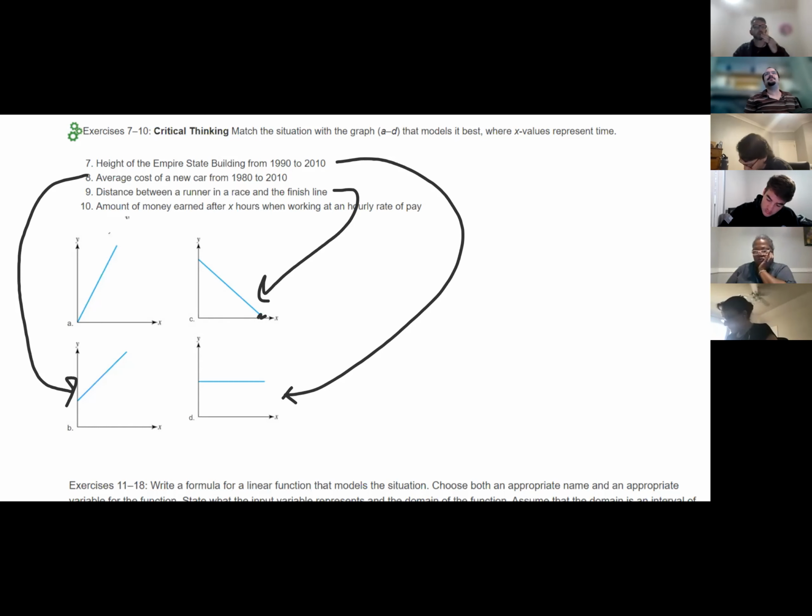And D is the amount of money earned after x hours when working. There's only one left. Can we see why this one would be A? If we don't work at all, guess what? We're going to earn $0. That's what this tells me. And then as I work, I'm going to earn more and more money.